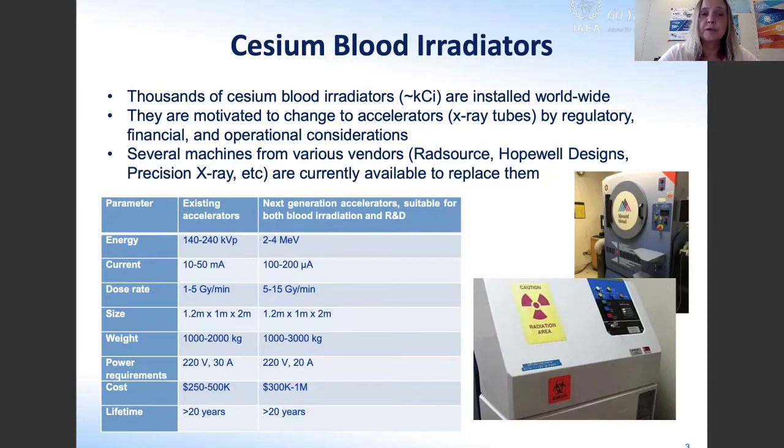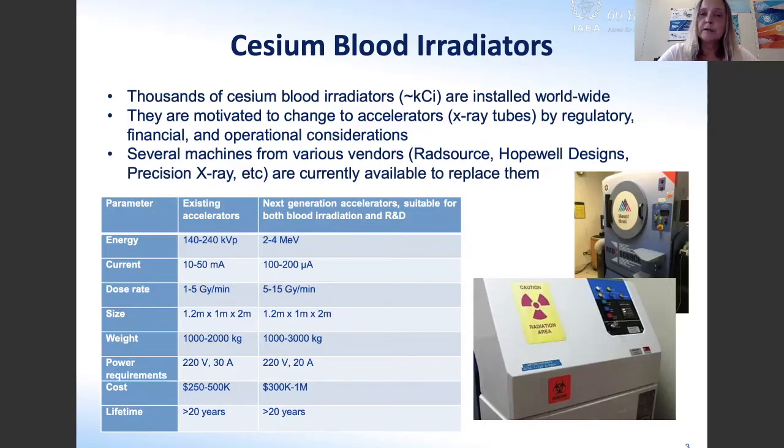For example, you can see that currently existing machines have relatively low energy. They have about less than 1 MeV. At the same time, relatively high current, providing suitable dose rate. The next generation of accelerators can be of higher energy, but slightly lower current to provide comparable or even higher dose rate. You can also see that the size and the weight of the unit can be comparable, the power requirements, and approximate cost and the lifetime.